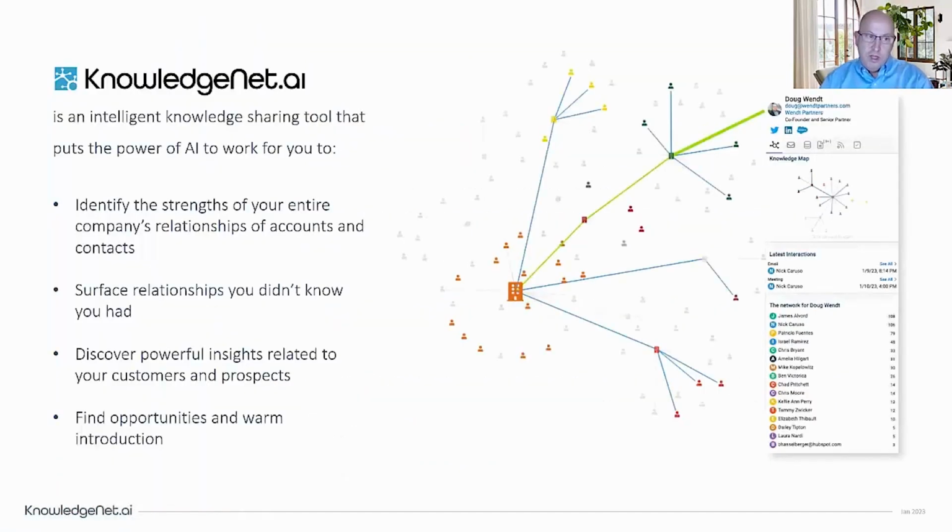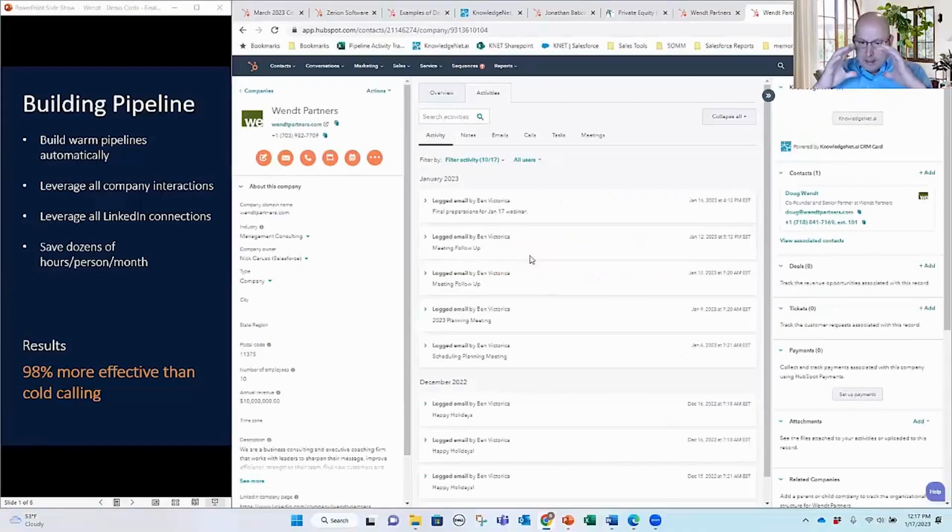KnowledgeNet, quick overview: an intelligent knowledge sharing tool that puts the power of AI to work for you. Identify the strengths of your entire company relationships, surface them, even the ones you didn't even know you had, discover powerful insights, and find opportunities for warm introduction. Let's go from the basics. I want to show you the basics, and then I'll move into building pipeline.